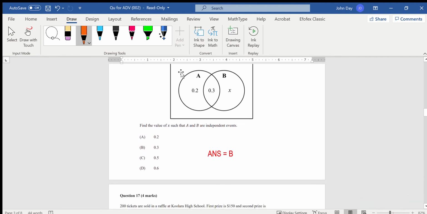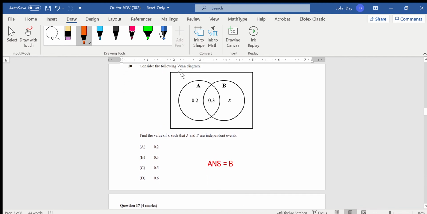Okay, it just says find the value of x such that A and B are independent events. To be independent, the probability of B given A, or A given B, doesn't matter, it's the same as the probability of B and A over the probability of A, and that should just turn out to be the probability of B, right? You could swap the A's and B's around for the rule. So that's the rule: if the probability of B given A just equals the probability of B anyway, they're independent.